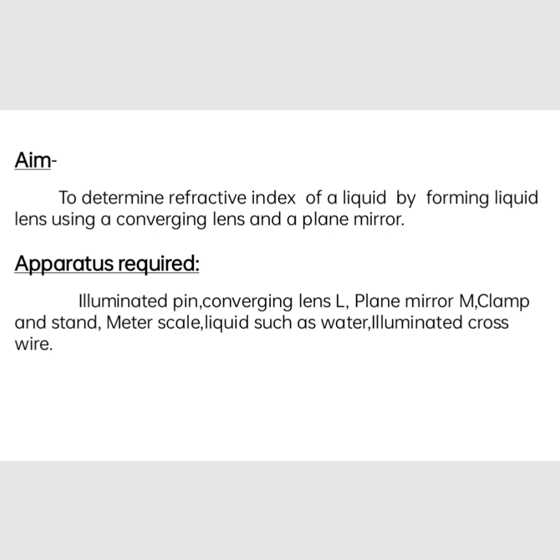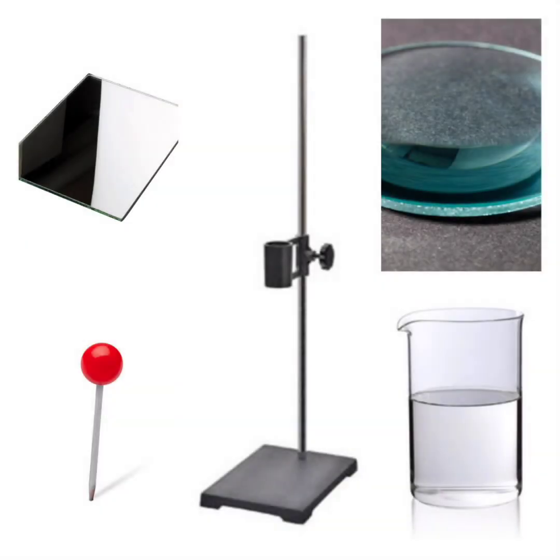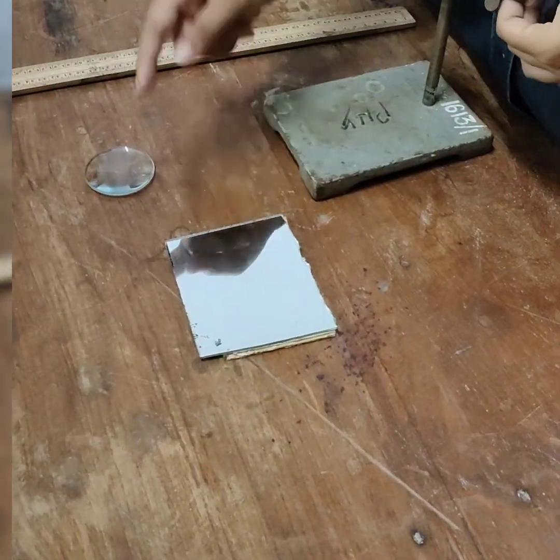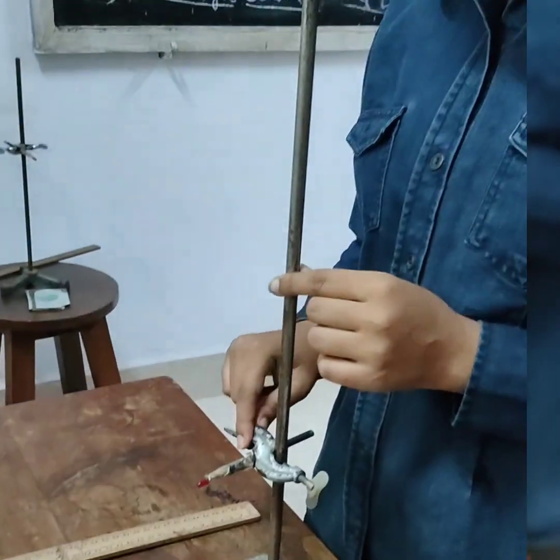The aim is to determine the refractive index of a liquid by forming a liquid lens using a converging lens and a plane mirror. The apparatus required are an illuminated pin, converging lens L, plane mirror M, clamp and stand, meter scale, and a liquid such as water. Now we will see the apparatus: meter scale, converging lens, plane mirror, illuminated pin, clamp and the stand.